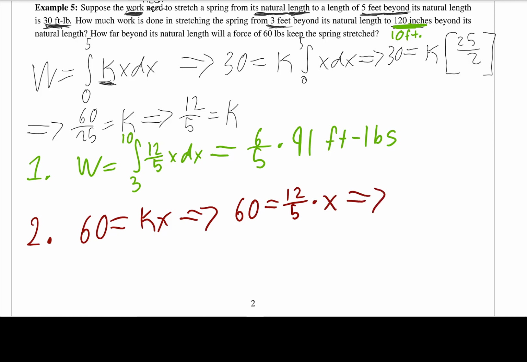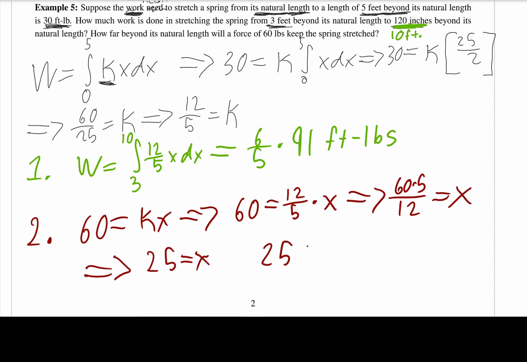So I'll multiply by the reciprocal on both sides. So I'll get 60 times 5 over 12 equals x. I know that 60 divided by 12 is 5, so then 5 times 5 will give us x. And this is how far it's being stretched. So our answer should be 25 feet. Alright.